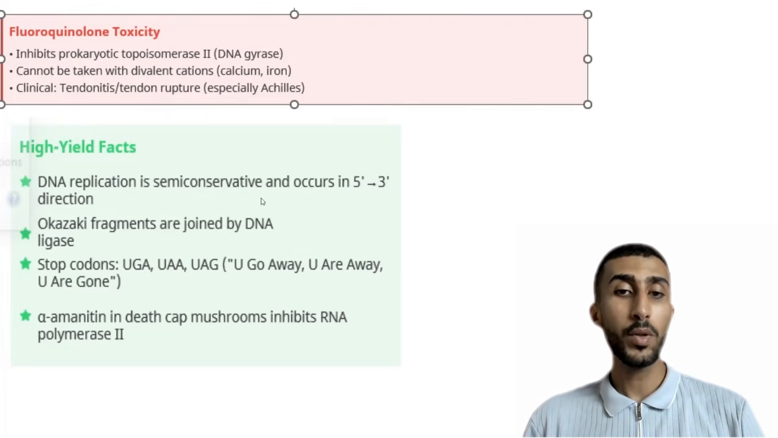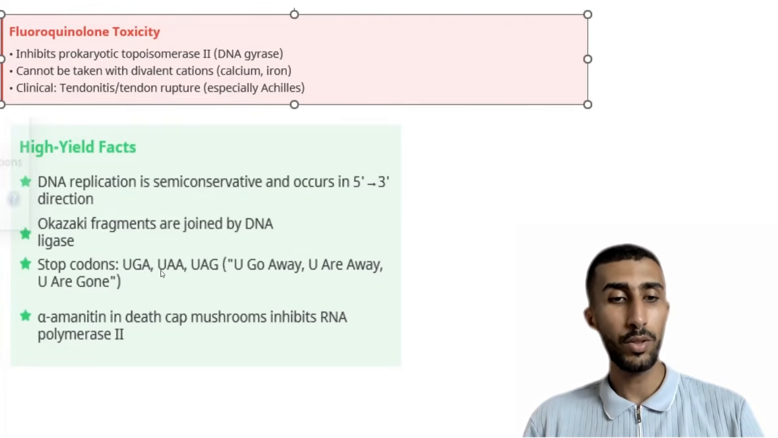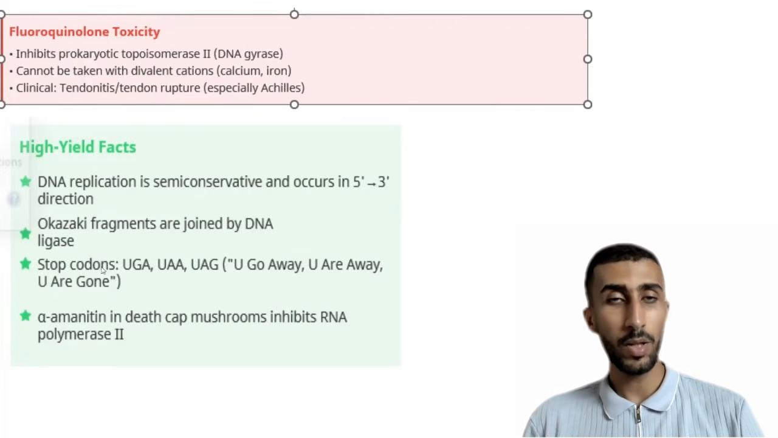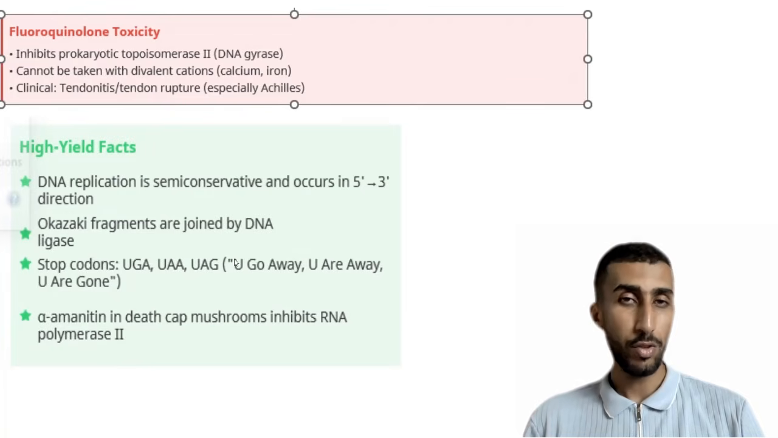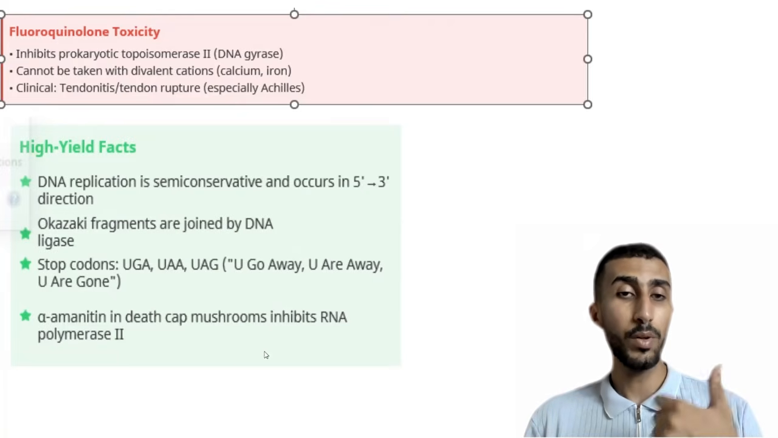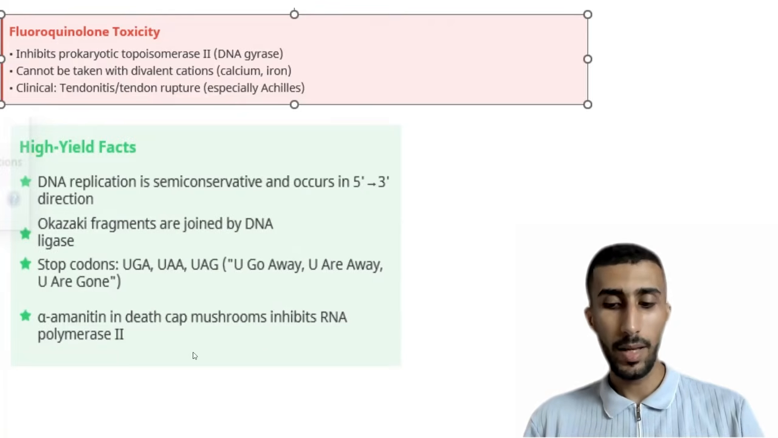So DNA replication is semi-conservative and occurs from 5' to 3', with Okazaki fragments joined by DNA ligase. The stop codons are UGA, UAG, and UAA. So these are the stop codons. And if we have a nonsense mutation, we're going to get one of these, and we will have a truncated protein. Alpha-amanitin inhibits RNA polymerase 2. This is the one that is responsible for our messenger RNA.